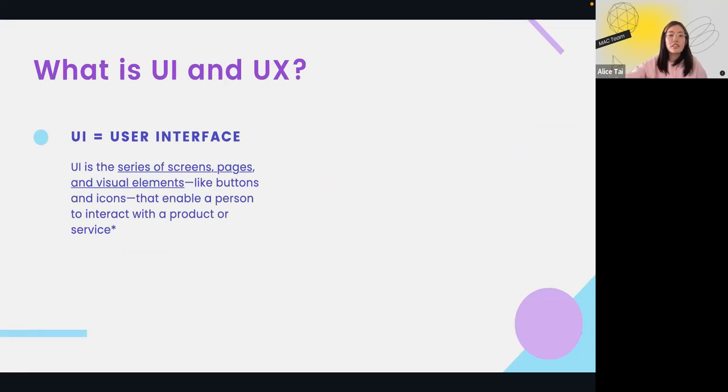So what is UI and UX? UI, by definition, stands for user interface, and it is the series of screens, pages, and visual elements like buttons and icons that enable a person to interact with a product or service. And by product or service, I mean it's not necessarily a physical product. It can also be a digital product. For example, Facebook is a product, Instagram is a product. Think about any of the web applications you use in your daily life. Like we're on Zoom right now, and Zoom is also a product.